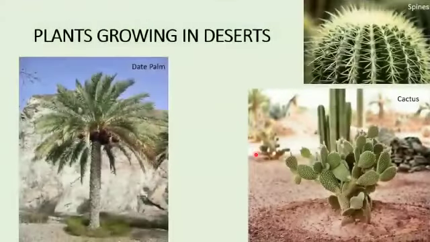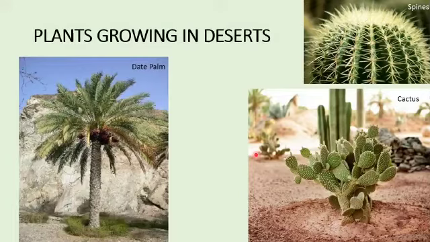I hope, children, you are enjoying the class and you are able to understand what is being taught. So the next category of plants is plants growing in deserts. In deserts, there is shortage of water because of scanty or no rainfall. So, plants like cactus, prickly pear, and palm can grow in deserts.